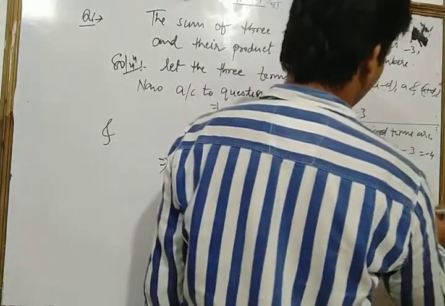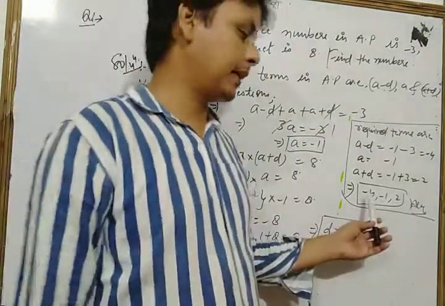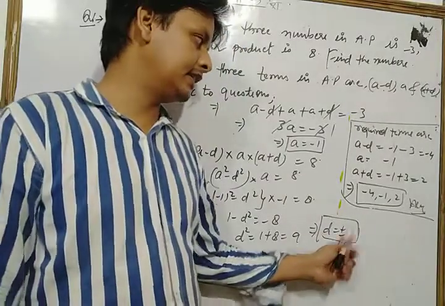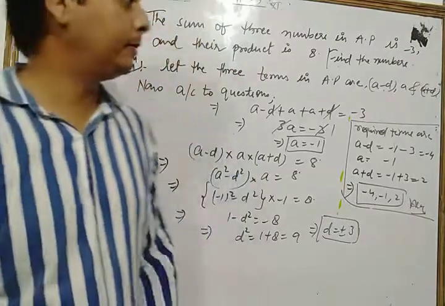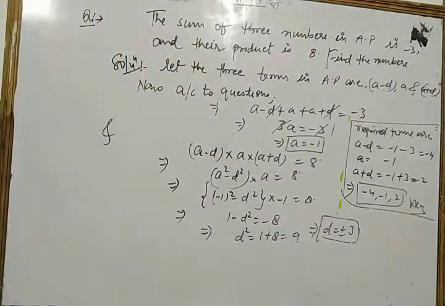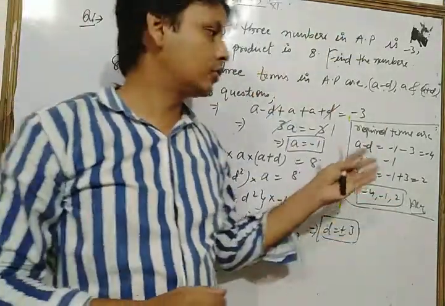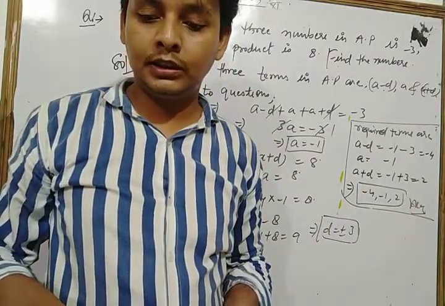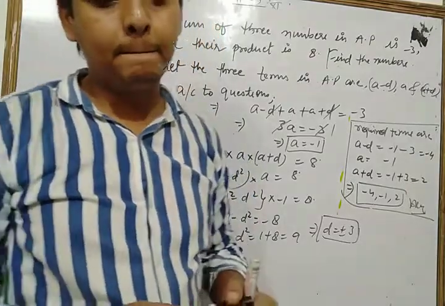So these are the required 3 terms which are in AP: minus 4, minus 1, and 2, right? If we take d as minus 3, then we get another 3 terms, which are also a right answer. So dear student, in this way we can solve that type of question. Now we take some questions based on the same topic. Let's see.